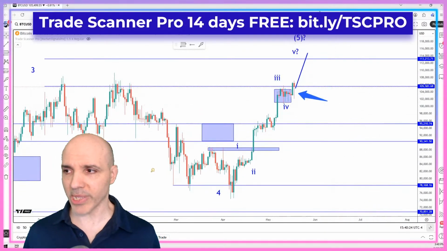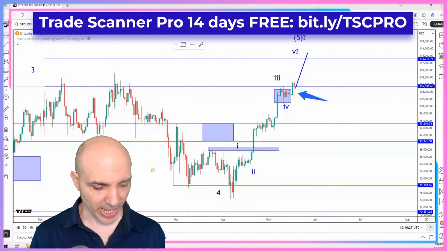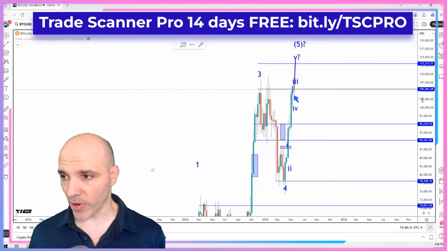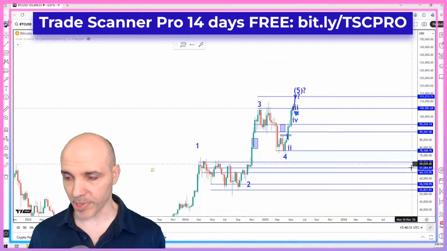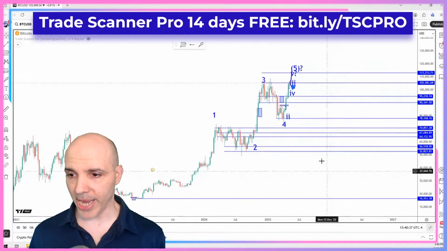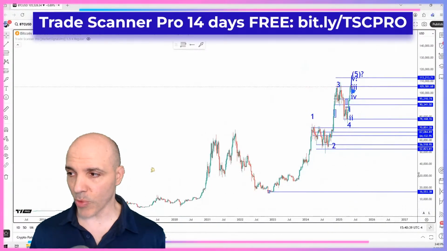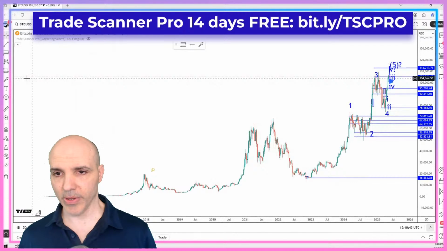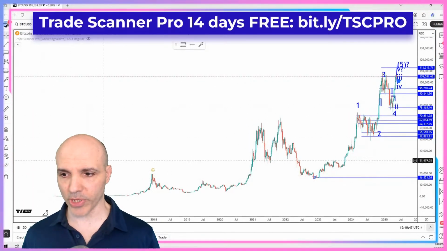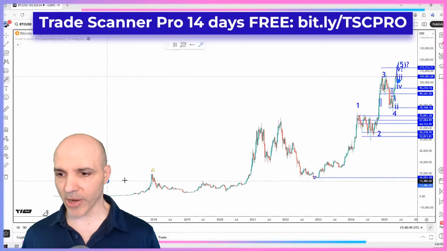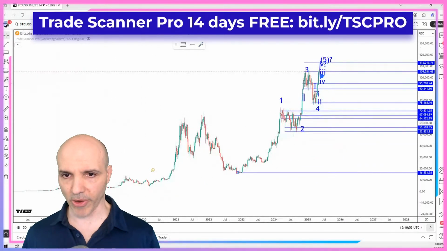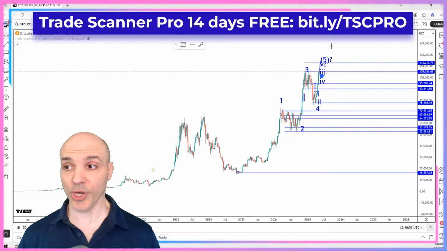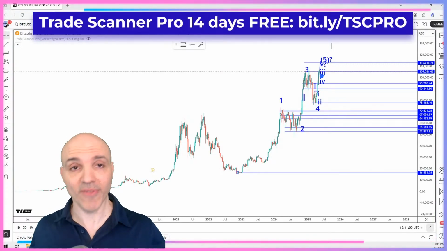Now, my point that I want to make is, if this completes, let's go back to the weekly chart. If this broader impulse completes itself somewhere between here and 130K, this is where we have to be aware of the bigger picture. This entire structure, starting from the original wave 1, from here to here, up here, let's say it peaks up here somewhere. That entire structure is one gigantic wave 1.